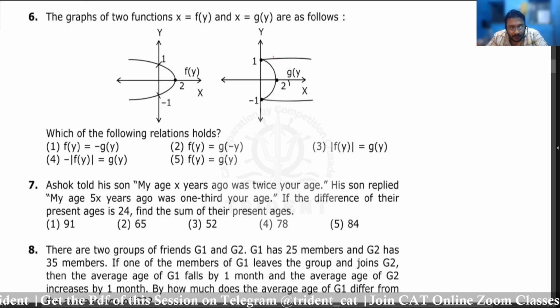Hi guys, welcome back to this session. In this session, we are continuing with the OPT1, doing the problems that are remaining in that sheet.